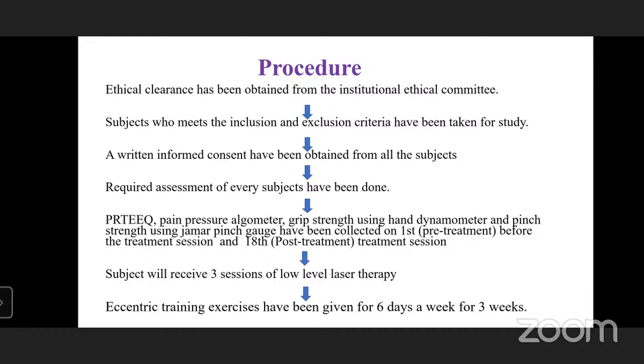Hello, Sumedha. You're not audible. Yes, Sumedha, you're not audible.